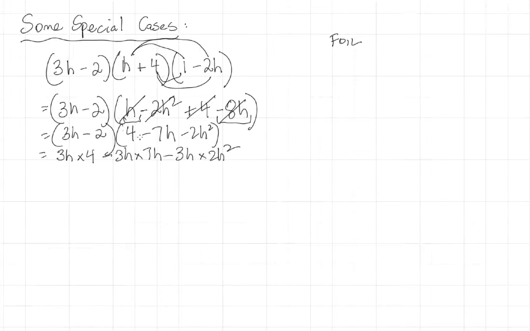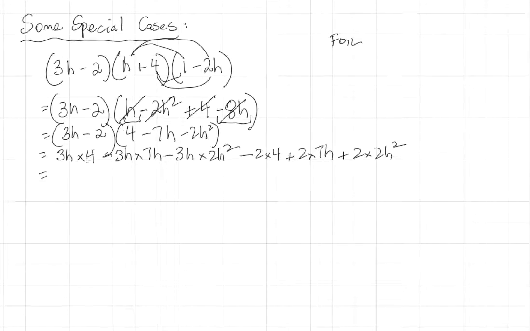Now we've got a negative 2 times each of these. Negative 2 times positive 4 is negative 2 times 4. Negative 2 times a negative 7h is positive 2 times 7h. Negative 2 times negative, that will be negative times negative is positive, 2 times 2h squared.